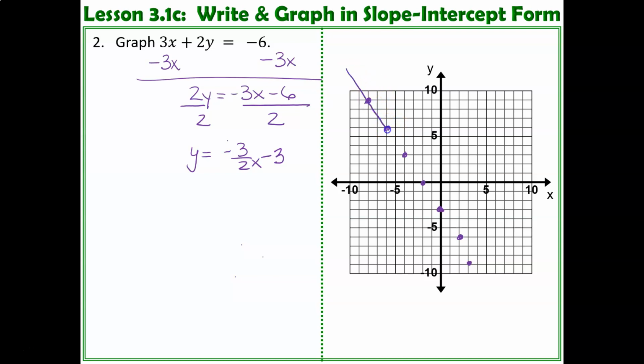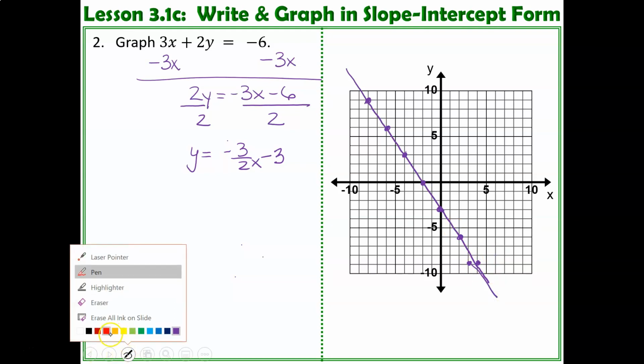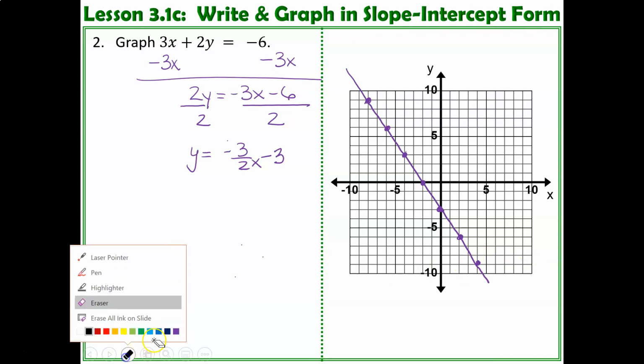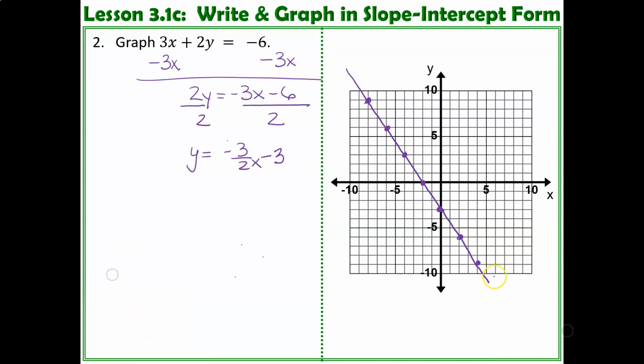I'm going to draw my line. Oh, this should be right here. Sorry. Let me fix this. There you go. So my y-intercept is -3, and my x-intercept is -2.